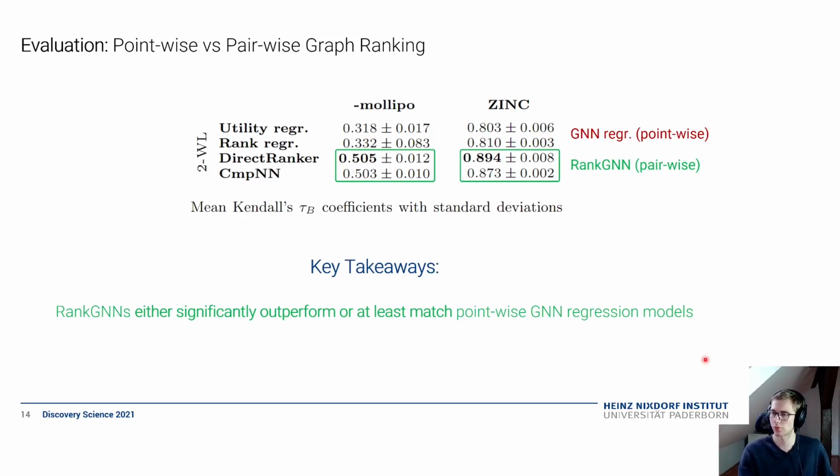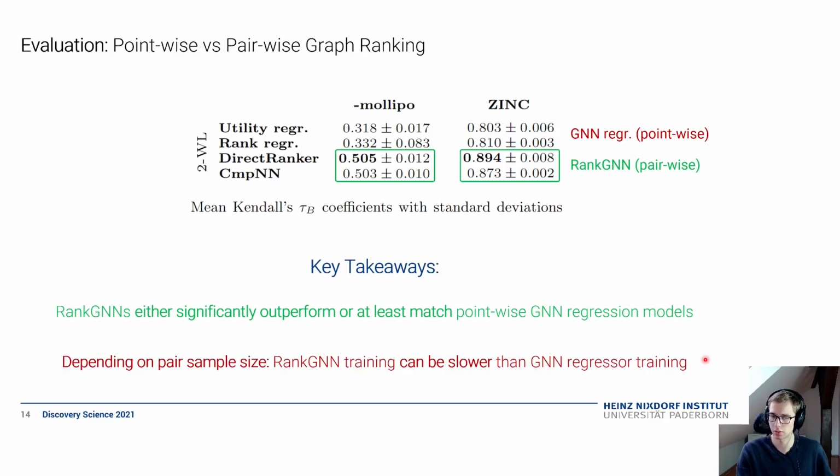The only downside of RankGNNs compared to a simple GNN regression model we found was that, depending on the number of ordered pairs one uses to train the pairwise RankGNN model, the training can be quite a bit slower than training a GNN regressor. However, since the number of sampled pairs can be easily adjusted to dataset size and hardware constraints, we don't find this to be a major problem.